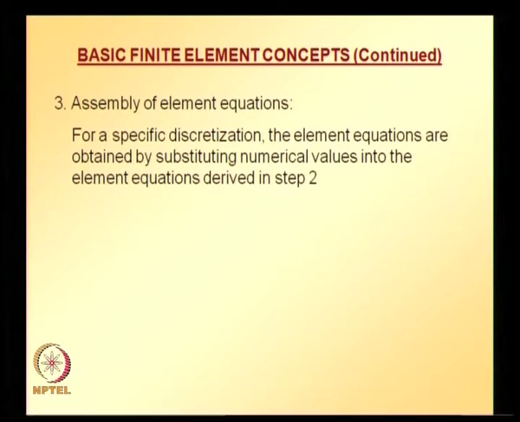And then the third step is assembly of element equations. For a specific discretization, element equations are obtained by substituting the numerical values into the element equations derived in step 1. So, element equations are derived for a typical element, and if you want them for a specific element, what you need to do is substitute the nodal values and the geometrical properties of that particular element into the typical element equations, and you get them for that specific element.